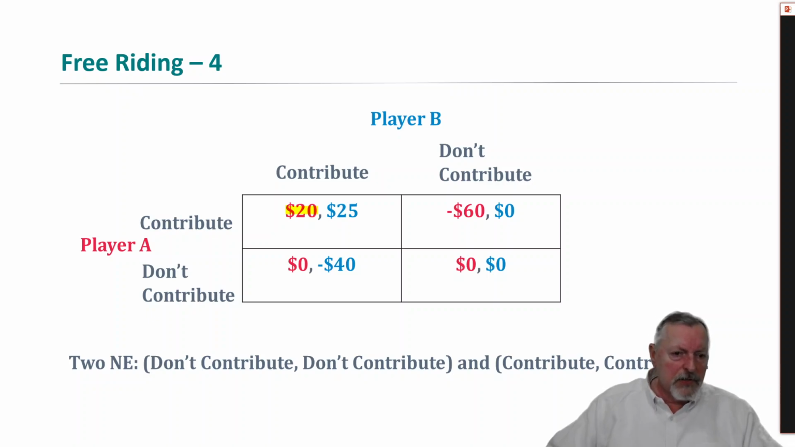But player A thinks, well, what happens if player B doesn't contribute? Again, if player A does not contribute, they get 0. If player A does contribute, player A has just essentially flushed $60 down the drain. Player A doesn't have the 60, it goes away somewhere. But also no air conditioning. That's not good.